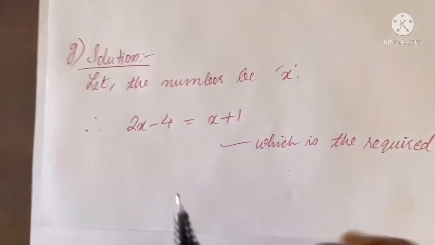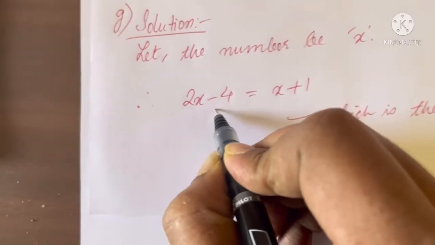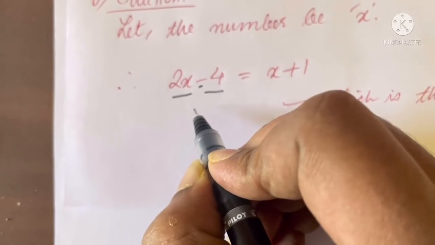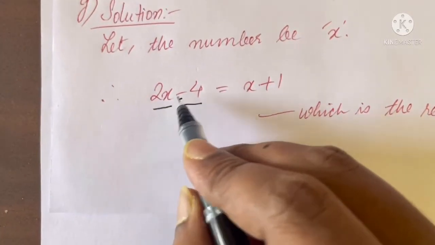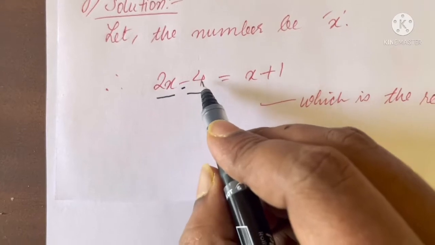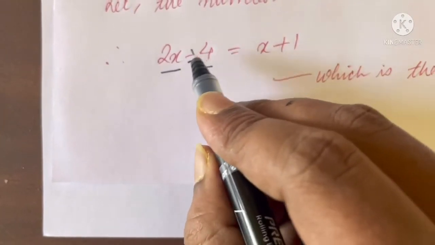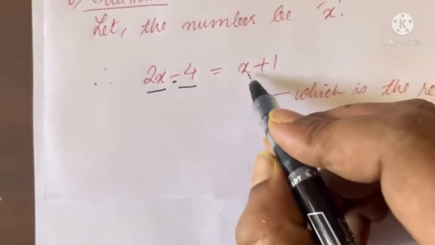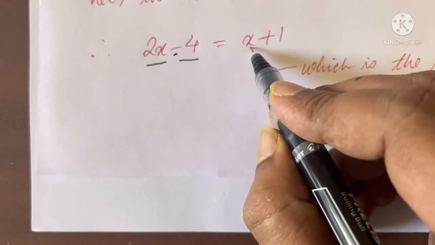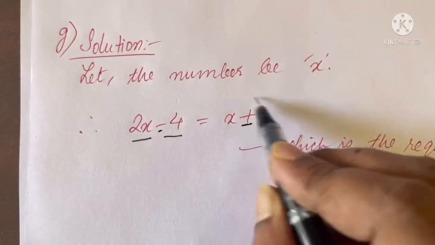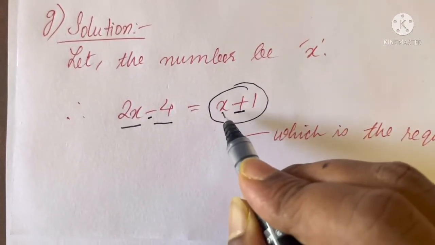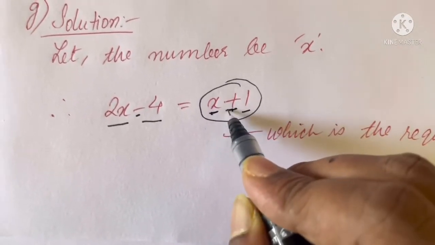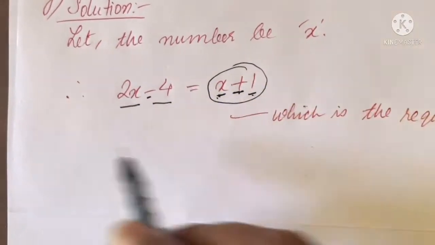Now let us form the equation. It has been said that when 4 is subtracted from twice of a number, twice the number means twice x. When 4 is subtracted, we will go minus 4. So twice x minus 4, because 4 is subtracted from twice the number. Then means equal sign. Then the result will exceed the number by 1. Exceed means addition. So this is the whole result, the result will exceed the number. Exceed means plus, the number is x, by 1. That is how we form the equation.